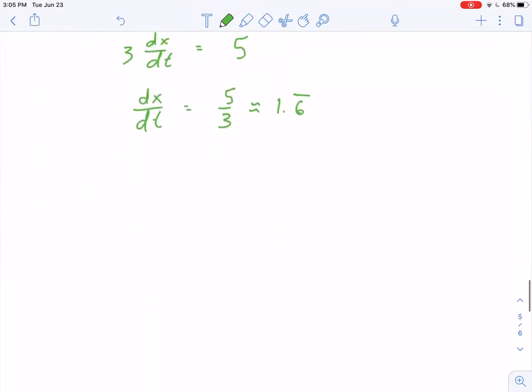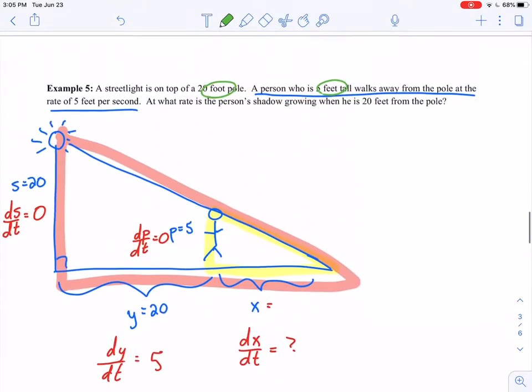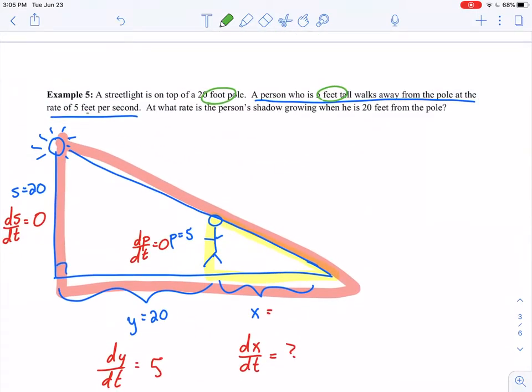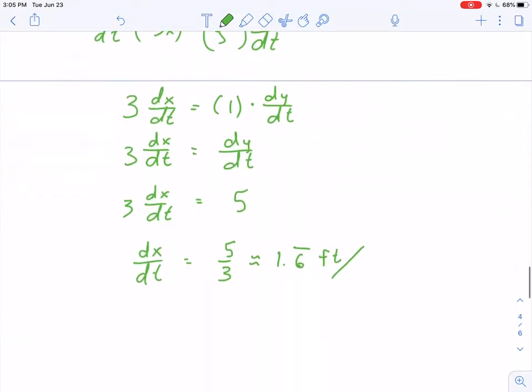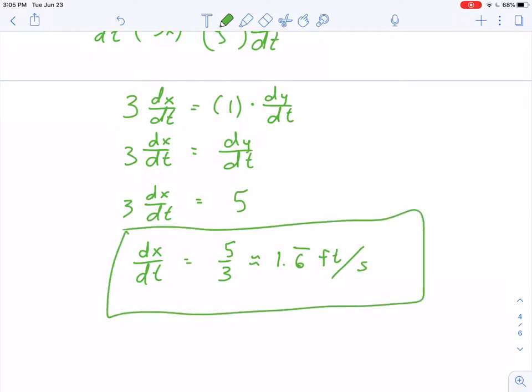So I have 5/3 feet per, what is my unit of time? What's my unit of time of t? Let's see, feet per second. I see that per second. That is my unit of time. So 5/3 feet per second, or 1.6 repeating feet per second, is the rate of change of that person's shadow.